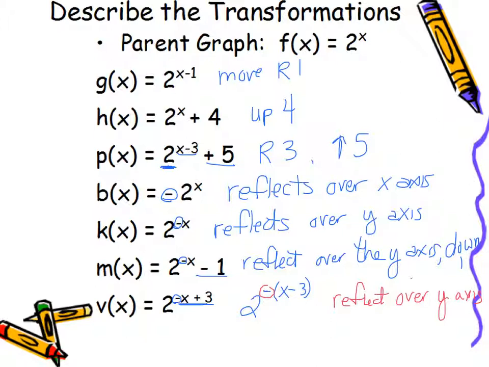Since it's a -3, we always do the opposite, so it's going to move it right 3, which is not what you would have thought if you would have left it like this. When you did the opposite, you would have thought it was going left 3. It actually goes right 3 because you have to factor the negative out first. All right, so pay attention to that on your homework. There's a few of those.